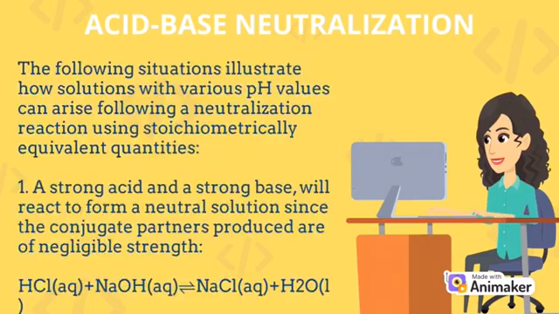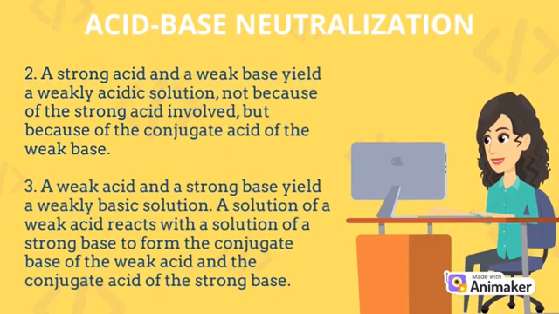Next, the following situations illustrate how solutions with various pH values can arise following a neutralization reaction using stoichiometrically equivalent quantities. First, a strong acid and a strong base will react to form a neutral solution since the conjugate partners produced are of negligible strength. The second one is, a strong acid and a weak base yield a weakly acidic solution, not because of the strong acid involved, but because of the conjugate acid of the weak base.